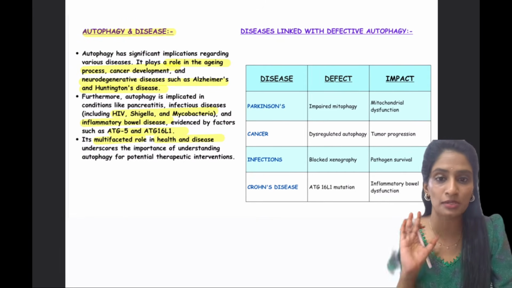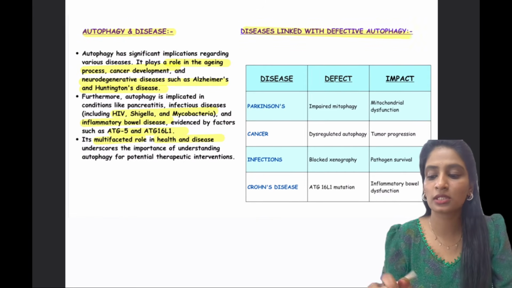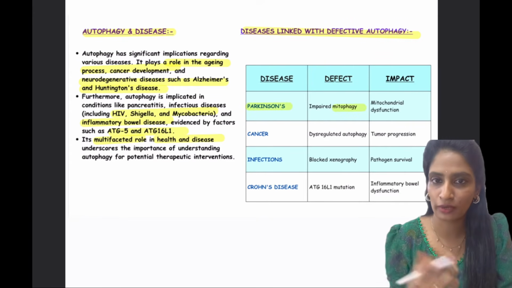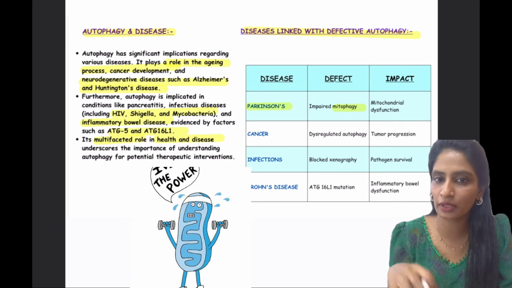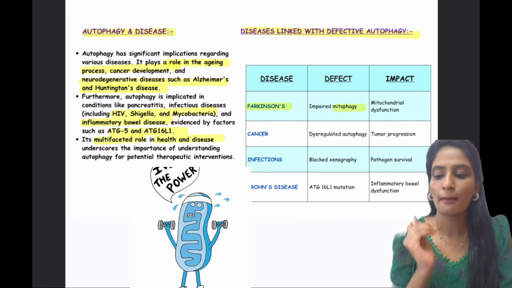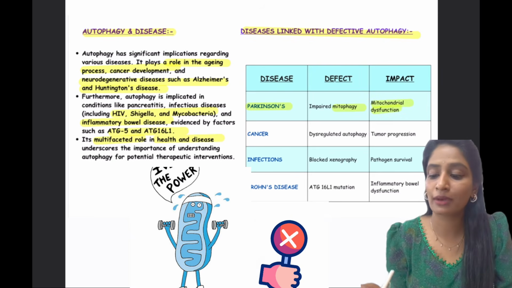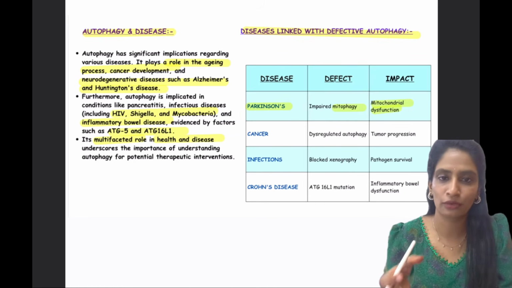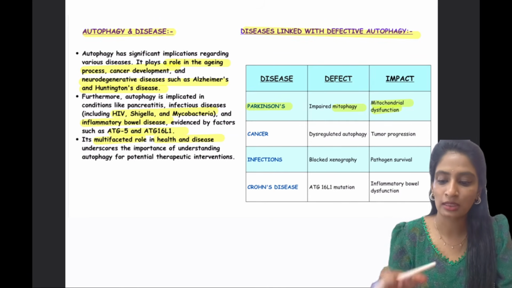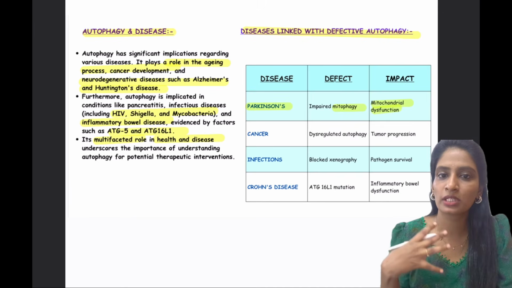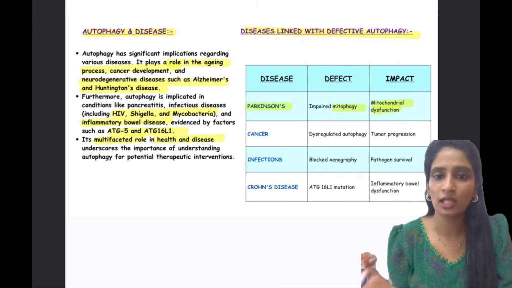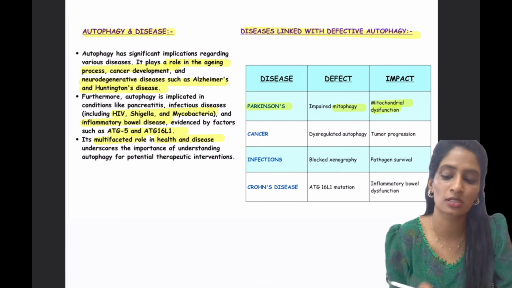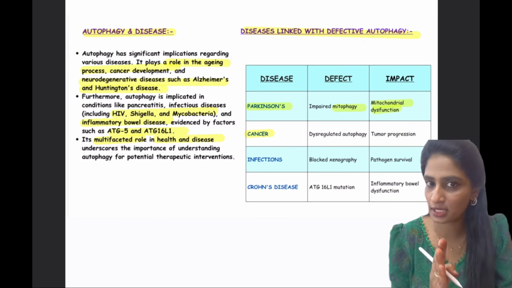So that's what they're trying to say here. Diseases linked with defective autophagy. If you take Parkinson's, it basically impacts mitophagy. What is mitophagy? Autophagy happening at the mitochondrial level is called mitophagy. If there is a defect in mitochondrial function, that will ultimately impair your mitophagy. Once mitophagy is defective, all the unwanted proteins will be deposited in your brain. It will affect your brain, and obviously it's known as Parkinson's disease. It's a neurodegenerative disease where unfolded proteins are present.